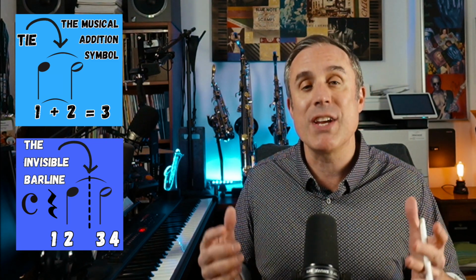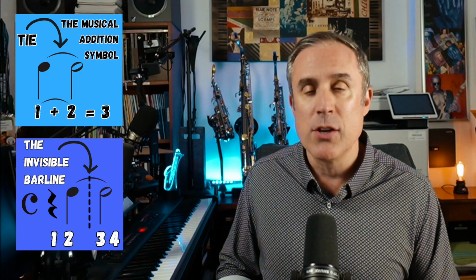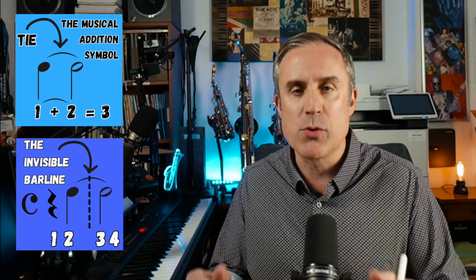And there you have it, the introduction of ties, the musical addition symbol. We also dove a little deeper into invisible bar lines, and we talked about how ties can actually help us accommodate invisible bar lines, which in turn help us compartmentalize 4/4 measures so we can distinguish between beats 1 and 2 and beats 3 and 4 a little bit better. We also talked a little bit about renotating rhythms. Some really cool stuff here in week 16.